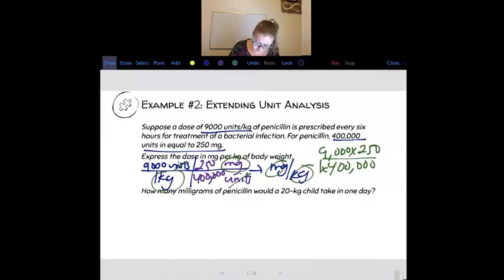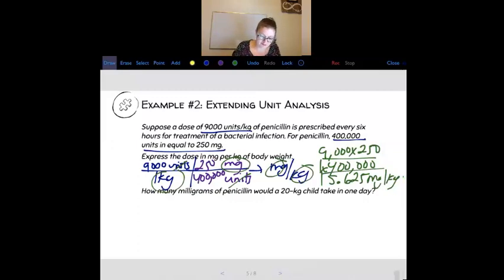To get, this would be 5.625 milligrams per kilogram. Second part, how many milligrams of penicillin would a 20-kilogram child take in one day? So using your intuition, you may know to multiply 20 times 5.625 milligrams.